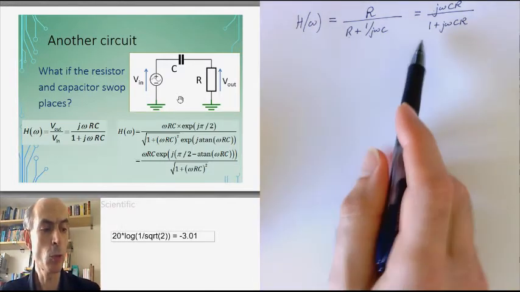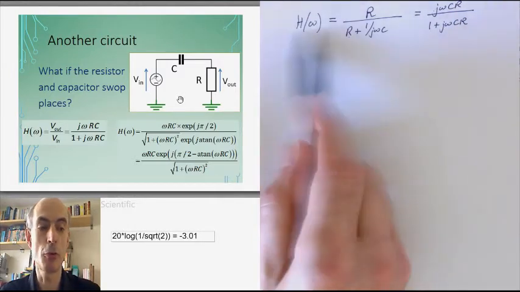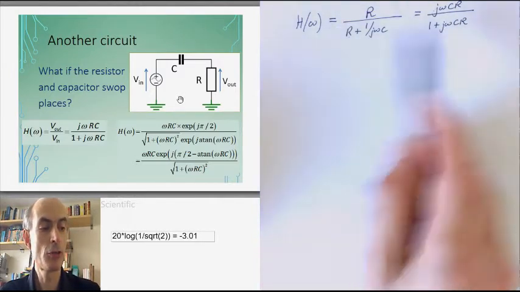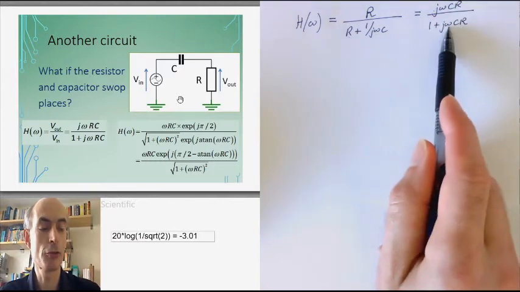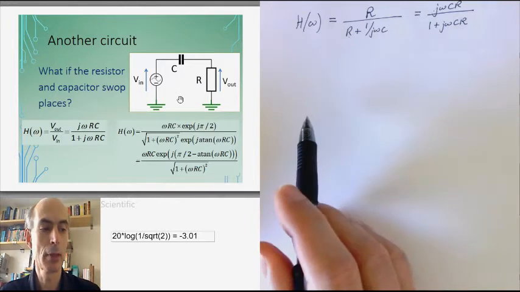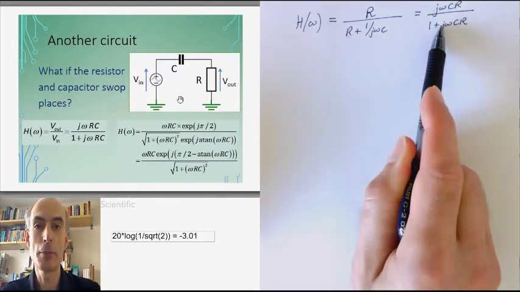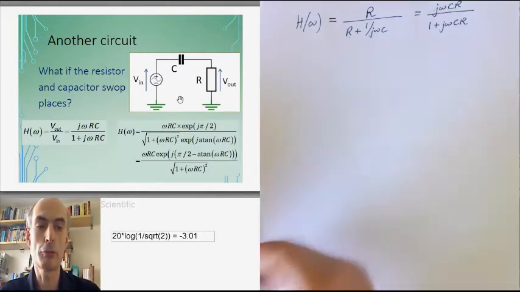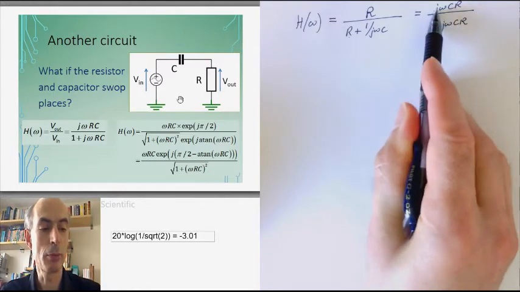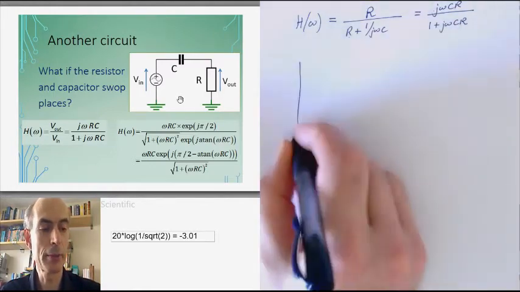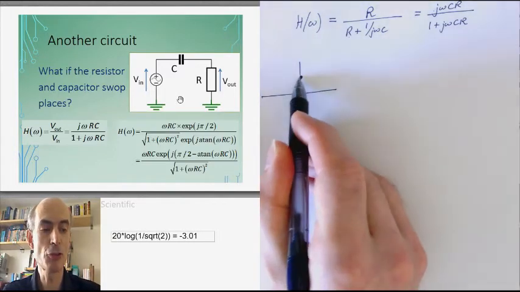If we want to work out what the amplitude and the phase response of this frequency response is, then we need to convert this expression into an amplitude response and a phase response. And we can do that by taking the numerator and the denominator and expressing them both in polar form. Well, omega CR times j on the Argand diagram is going to appear somewhere up there. It's a positive imaginary number.